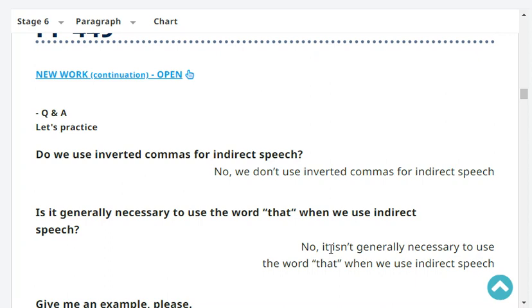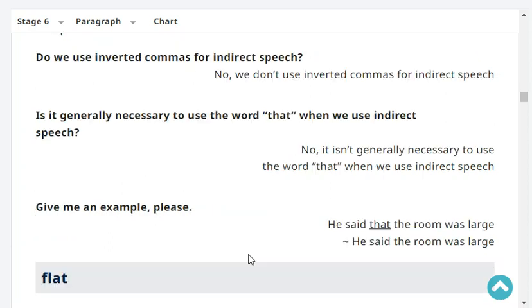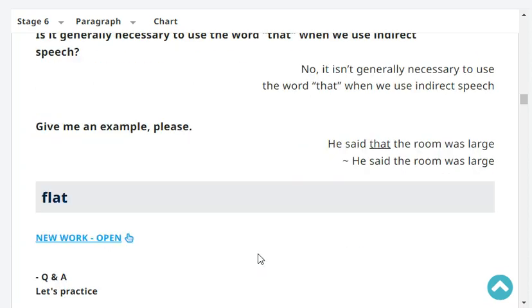Do we use inverted commas for indirect speech? No, we don't use inverted commas for indirect speech. Very good. Is it generally necessary to use the word that when we use indirect speech? No, it isn't generally necessary to use the word that when we use indirect speech. Give me an example, please. He said that the room was large, or he said the room was large. Very good.